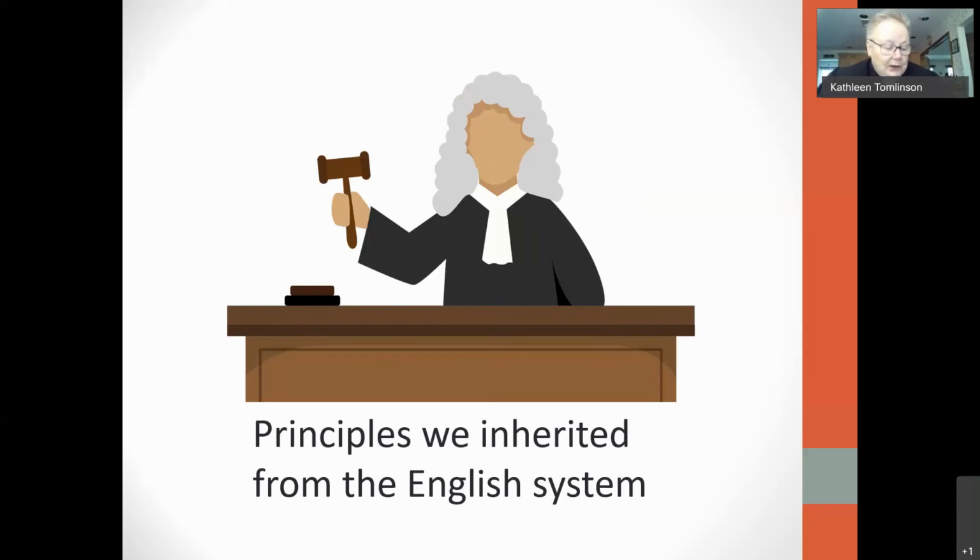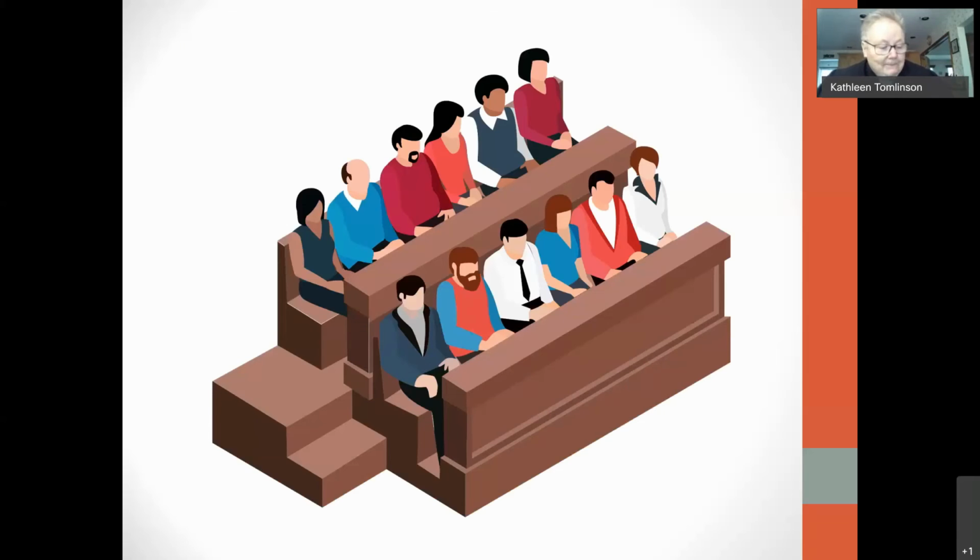Over the past 200 years, that principle has become the foundation for our modern jury system, which looks a bit like this. Usually 12 ordinary citizens who hear the evidence and listen to instructions on the law which the judge gives them, and they come to a verdict based on the facts and in accordance with the law.